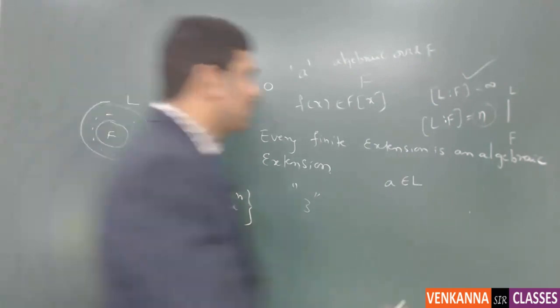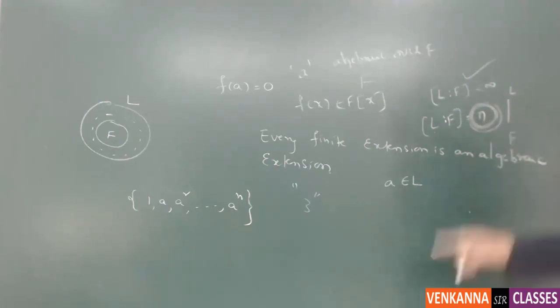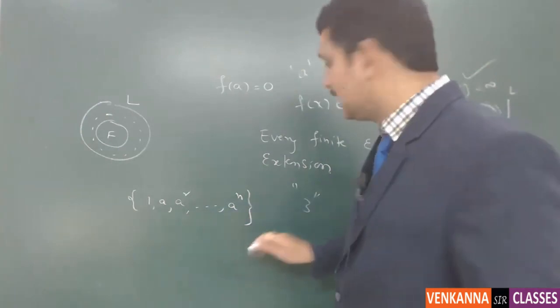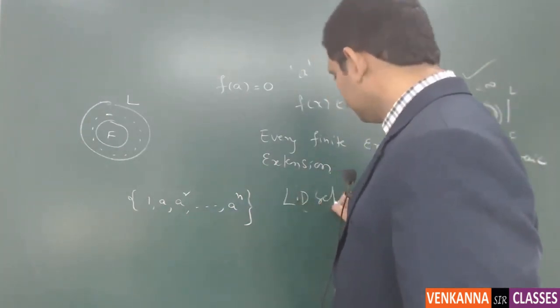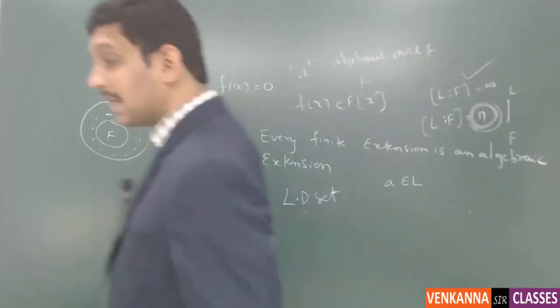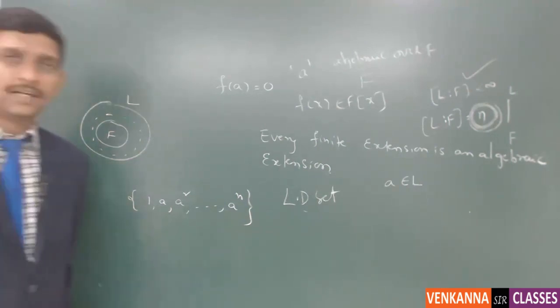Since the dimension is n, it means the largest independent set has n elements. So this set is nothing but a linearly dependent set, because the basis is n only. So if you take any set having more than n elements, it is a linearly dependent set. It is not linearly independent.